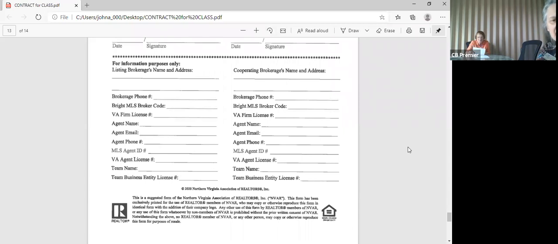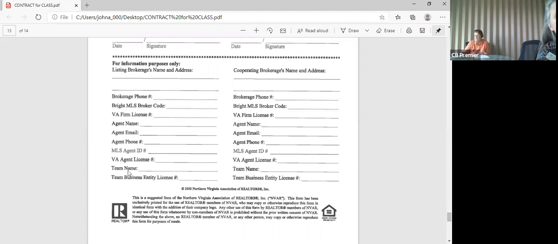Now, on the bottom section here, make sure that you fill this out. I don't know the office ID stuff. Once you get your license and you're doing business, you want to keep this with you somewhere you have ready access to it. You need the office, the Virginia firm's license number, and our broker code, depending on where you're at. Winchester is CBPR2, Warren County CBPR1, and Shenandoah CBPR3. Make sure you fill all this out.